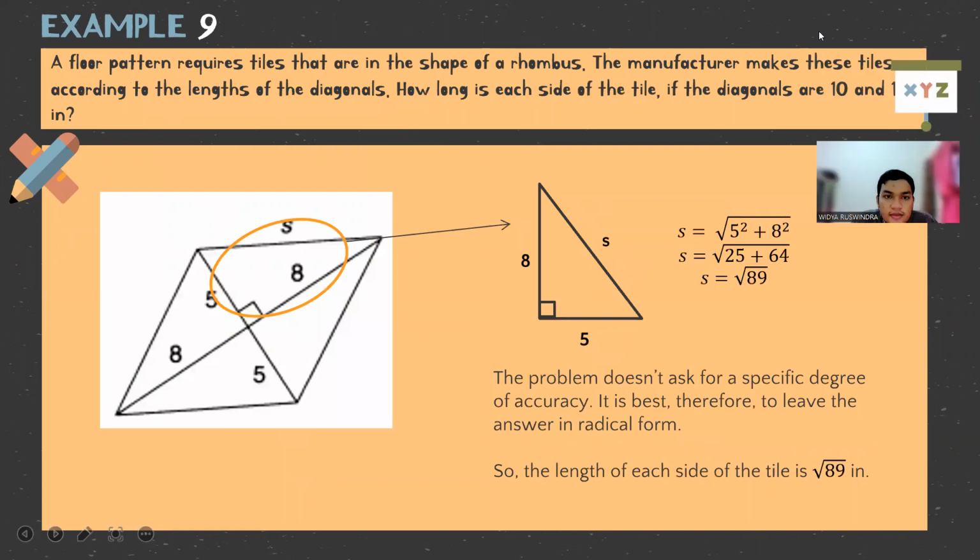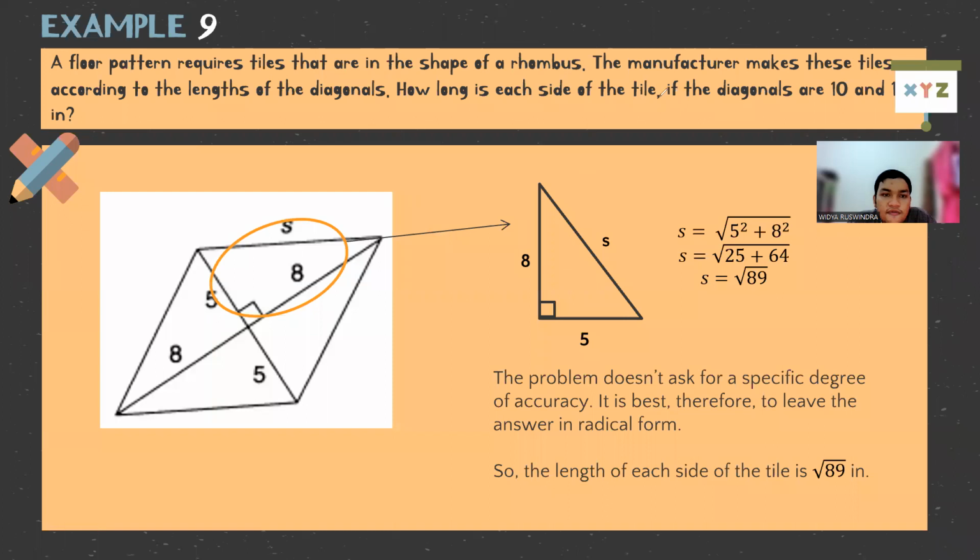Next, a floor pattern requires tiles that are in the shape of a rhombus. The manufacturer makes the tiles according to the length of the diagonals. How long is each side of the tile if the diagonals are 10 and 16 inches? So this is an illustration of the rhombus.